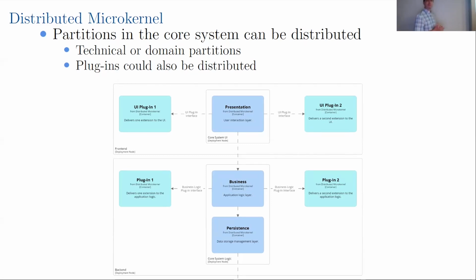So we've got our 3 layers, which are based on the technical partitions: my presentation is in the front end, my business and persistence are on the back end, and then I've got a database server that the persistence talks to. And then I've got my plugins, which are then again specific to each layer. So I'm going to have my UI plugins, and then I'll have my business logic plugins.